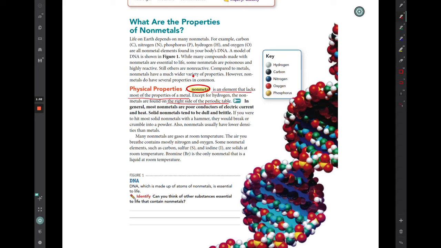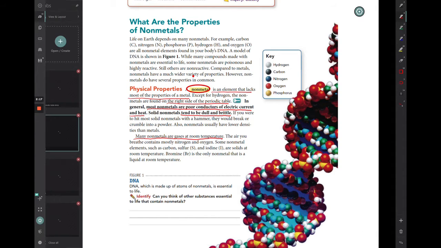And in general, most nonmetals are poor conductors of electricity and heat, and they tend to be dull and brittle. So they're the opposite of the metals. Metals were shiny for the most part, they had luster, and they were good conductors of heat and electricity. These are not. We will also find that many nonmetals are gases at room temperature as well.